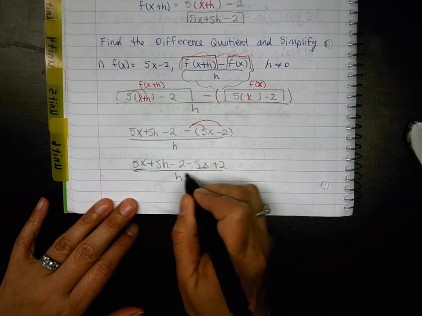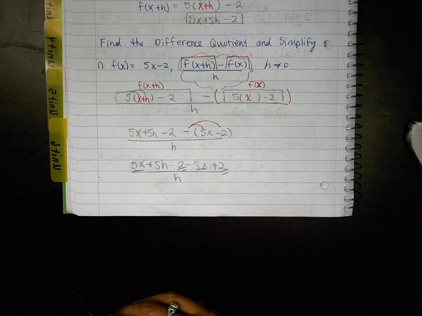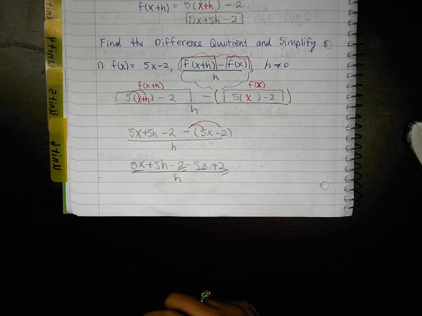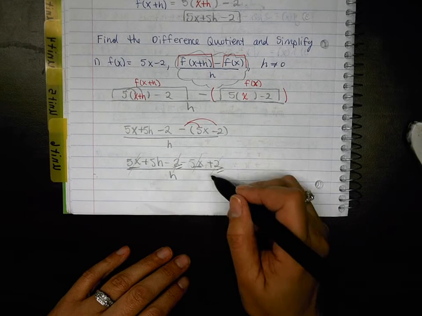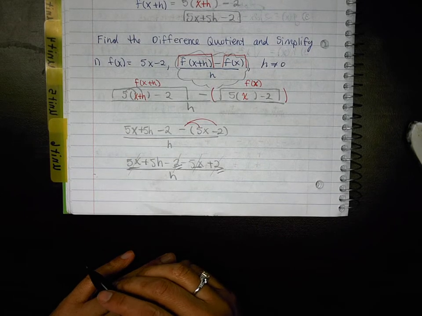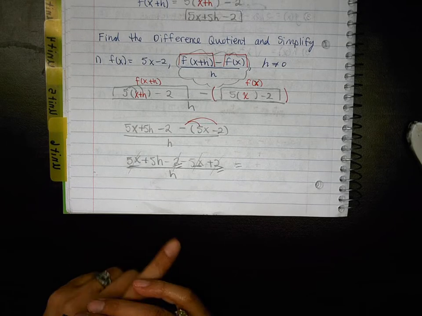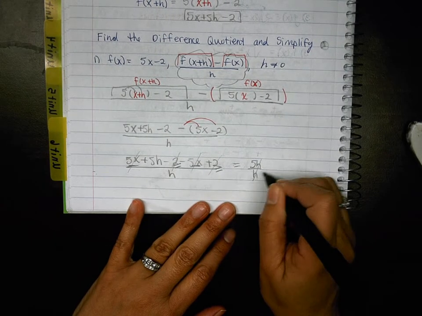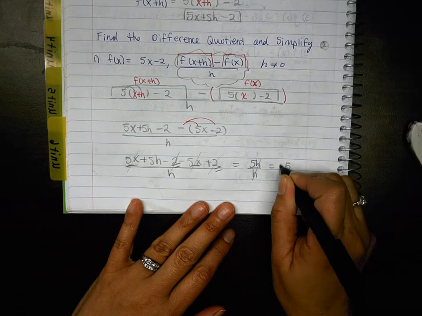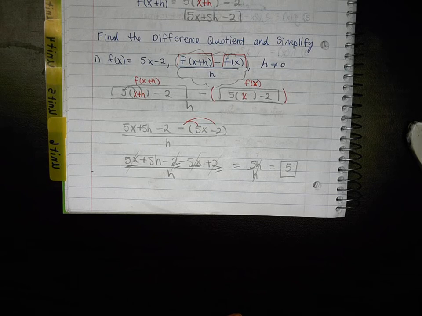5x and negative 5x, negative 2 and positive 2. Do those terms cancel out? Yeah, 5x and negative 5x gone, negative 2 plus 2 is gone. What does that leave me with in the numerator? 5h in the denominator. And that reduces to what? 5. It should always reduce. If you don't reduce, you've done something wrong.